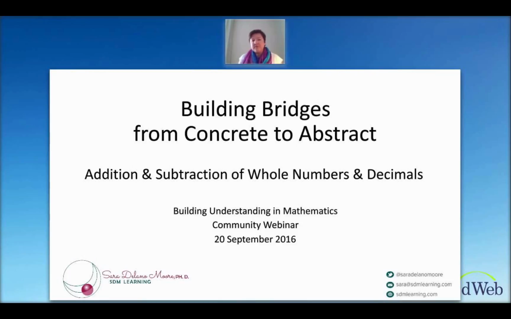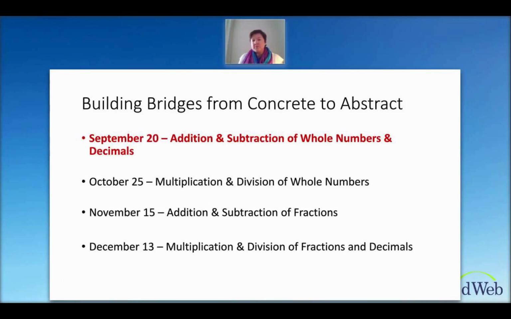We decided for this fall we wanted to focus our work on how do we move all the way to the abstract. And so we're really going to be thinking about how do we help kids make sense of algorithms and what's going on in algorithms based on the work that they can do with manipulatives, and how do we close that loop, build that bridge all the way across. We're starting today with addition and subtraction of whole numbers and decimals.